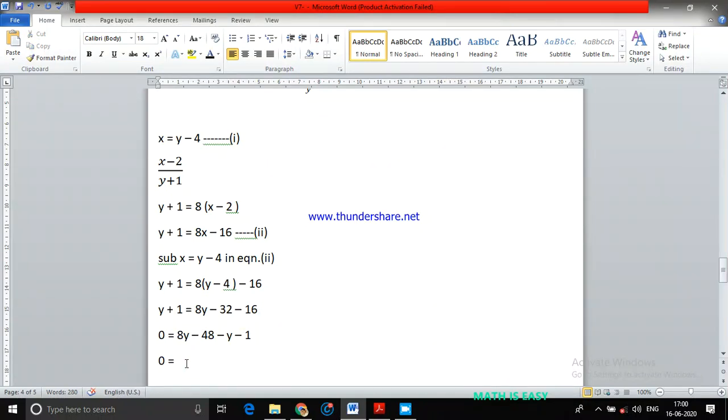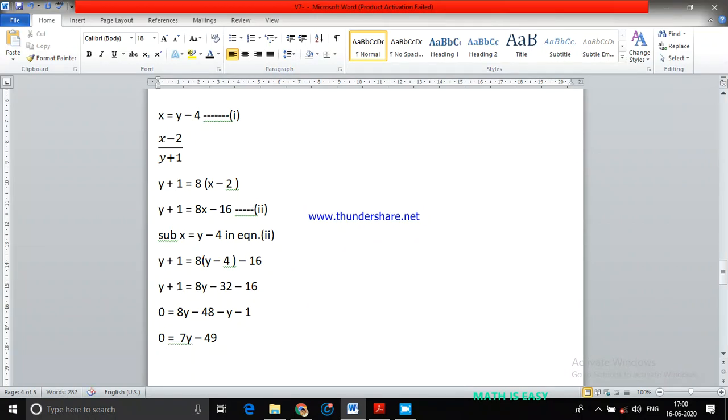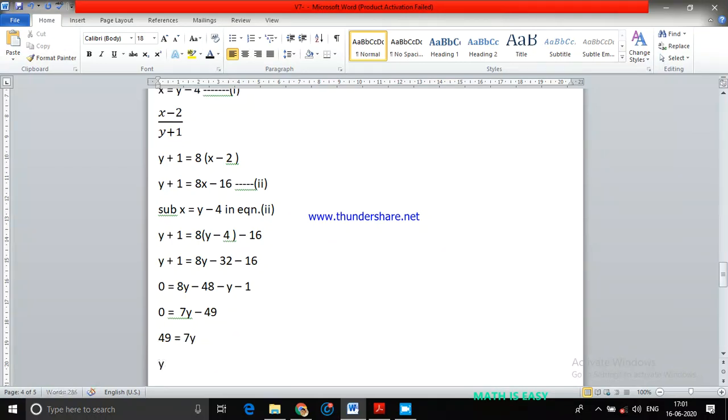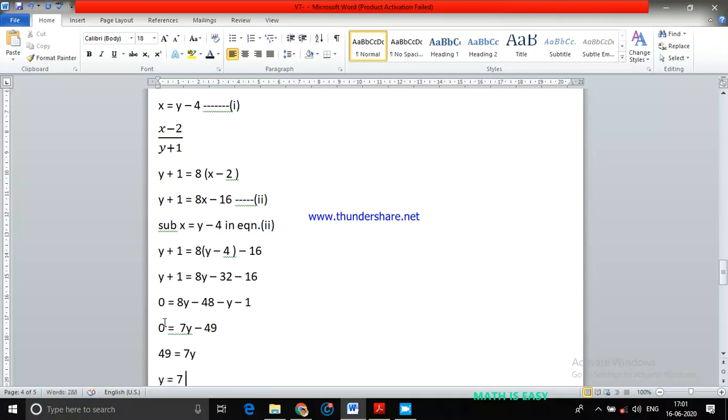So if I simplify this, 0 equals 8y minus y, which is 7y, then minus 48 here and minus 1 here. Minus 48 minus 1 will be minus 49. So you will get 49 equals 7y. Therefore y equals 49 upon 7, which is 7. So we have the y value, which is 7.